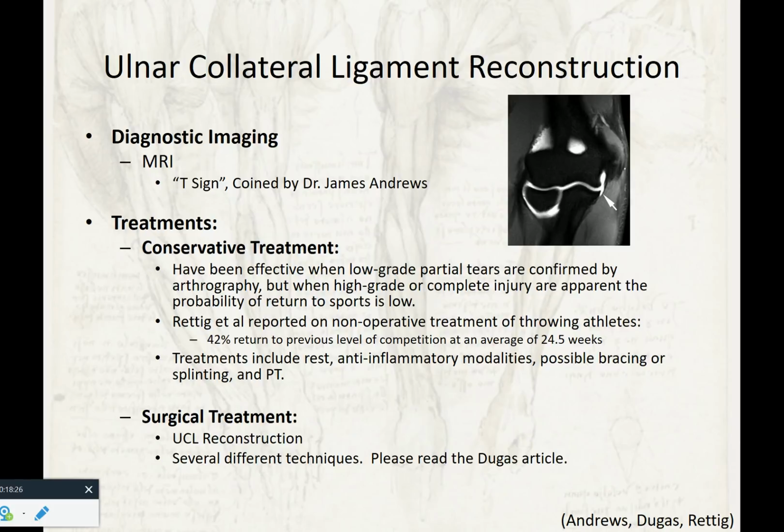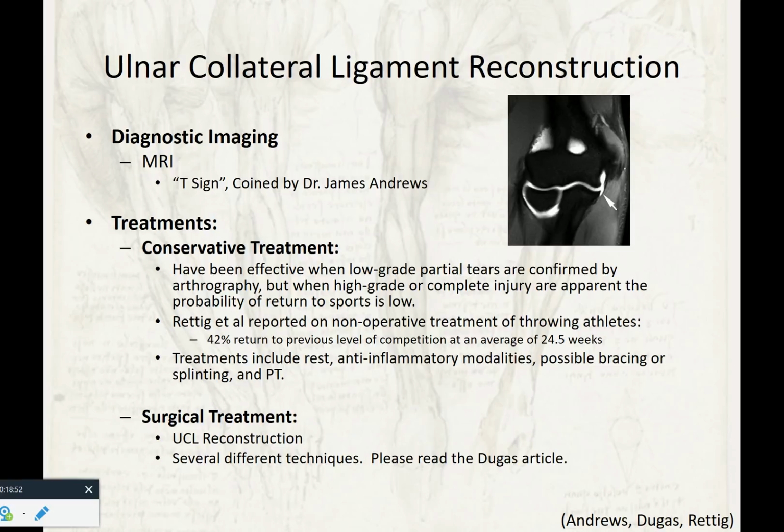Treatments include rest, anti-inflammatory modalities, possible bracing or splinting, and of course physical therapy. There are also PRP injections that have been proven to be successful, and I've seen several of those, so we can talk about that outside of this lecture. Surgical treatment, of course, includes the UCL reconstruction or repair.